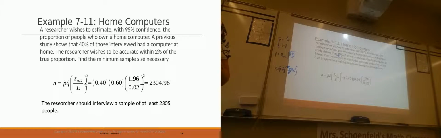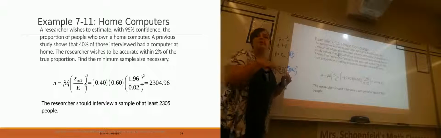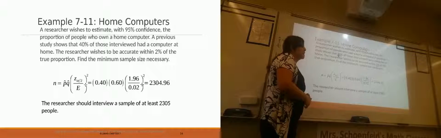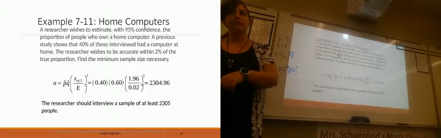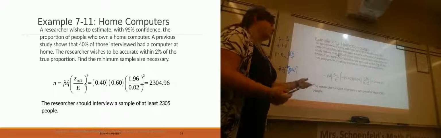Leave that there. I'm going to get one more line on it, maybe. Okay. So always round up. If it came out to like 0.1, you're always going to round up to the next person. So in order to be 95% confident for a 2% error, you need to survey at least 2,300 people.